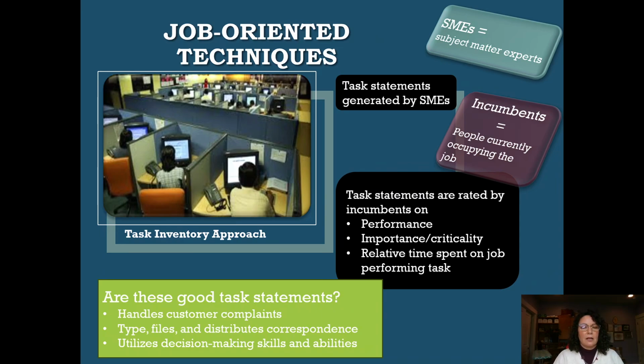And so that's not right. That's not a very good one. And then utilizes decision-making skills and ability. Honestly, that one's the worst on the list because of the vagueness. What do you mean by utilizes? Every day I will be using. And then what do you mean by decision-making skills and abilities? That's pretty vague. Which decision-making skills?